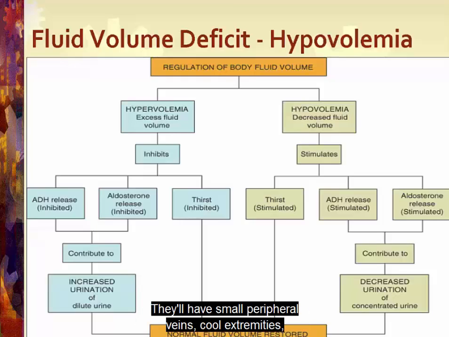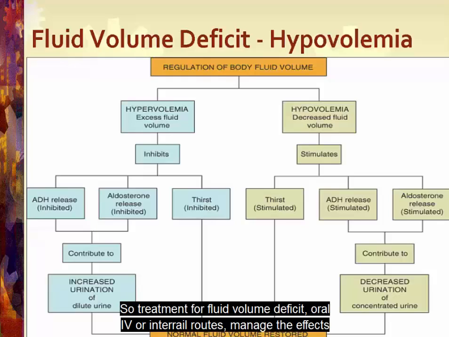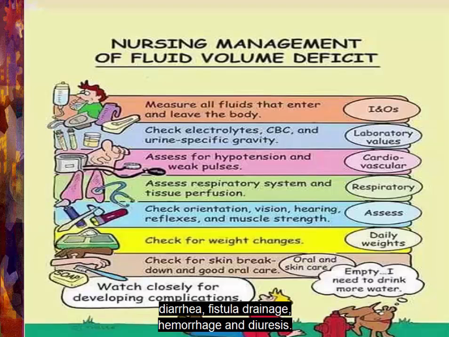They'll have small peripheral veins, cool extremities, urine-specific gravity is increased and concentrated. So treatment for fluid volume deficit, oral, IV, or enteral routes. Manage the effects and prevent further complications by monitoring their intake and output, assessing their lab values, observing their vital signs and skin integrity. Fluid volume deficit can occur from loss of normal body fluid that occurs with vomiting, diarrhea, fistula drainage, hemorrhage, and diuresis.